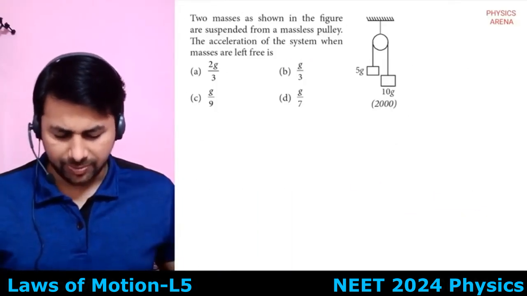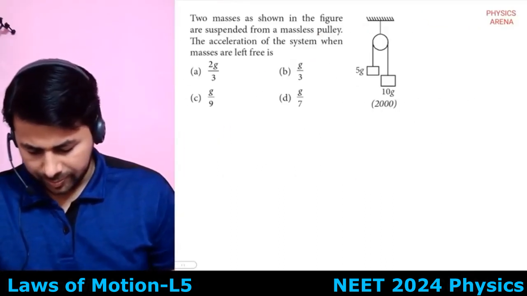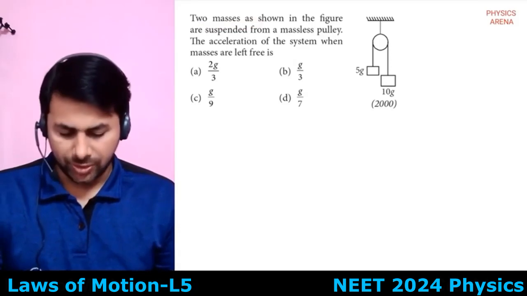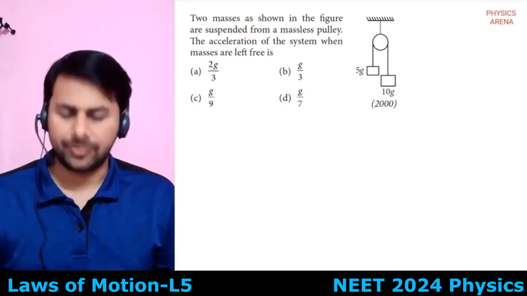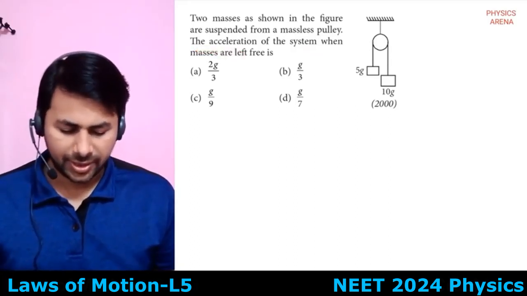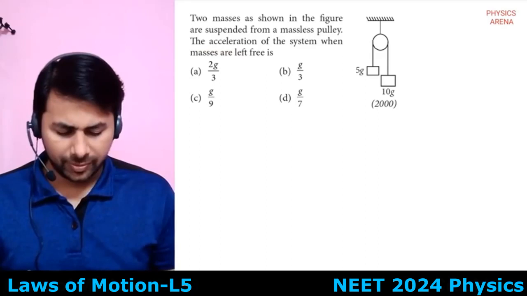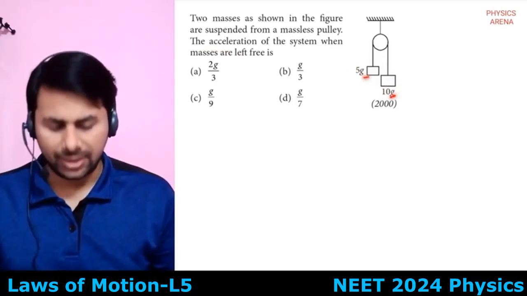All right, this is very simple. Let's read this problem. Two masses, as shown in the figure, are suspended from a massless pulley. What is the acceleration of the system when the masses are left free? You have this M1, M2, and M2 is greater than M1.